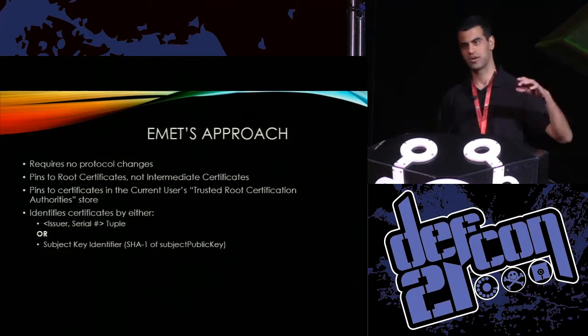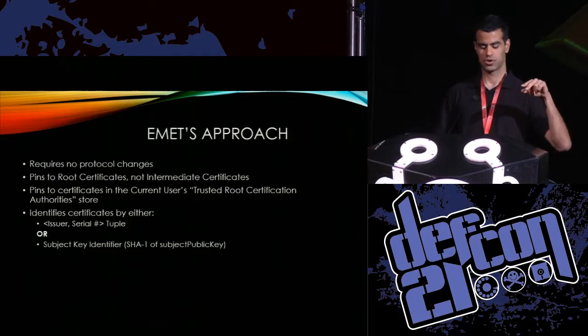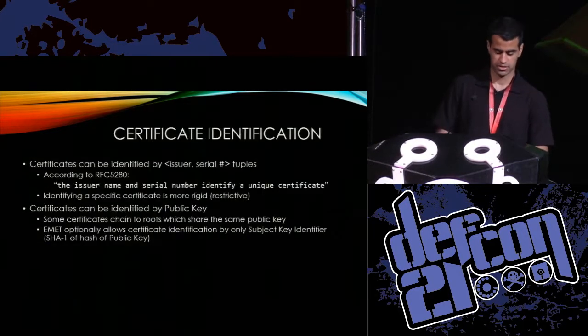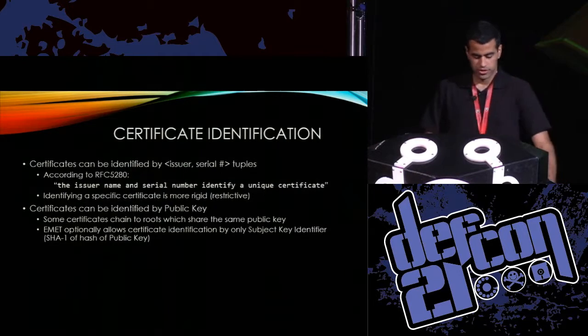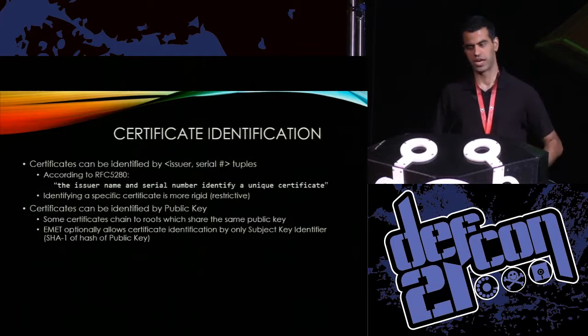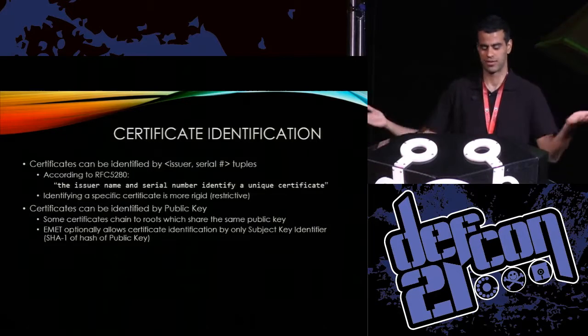And we also had to identify certificates. This was a bigger discussion in our team to figure out how to do this because we were trying to figure out whether we should pin to issuer and serial number tuples or to subject key identifier. And I'm going to go into more detail about this because this was a big decision for us. So as the RFC for X509, which is RFC 5280, says, the issuer name and serial number identify a unique certificate. It's pretty blatant and obvious.